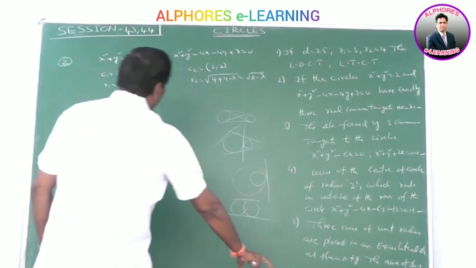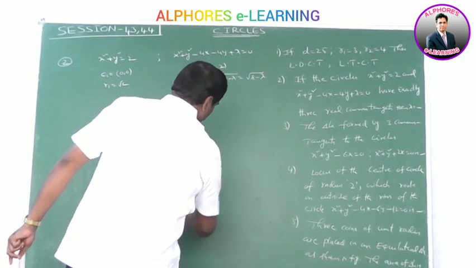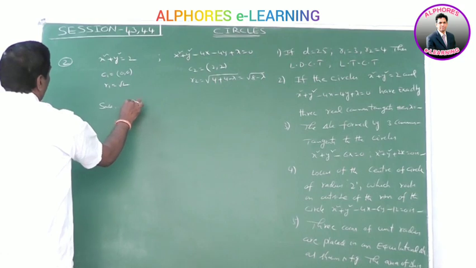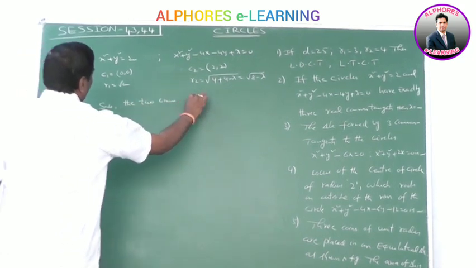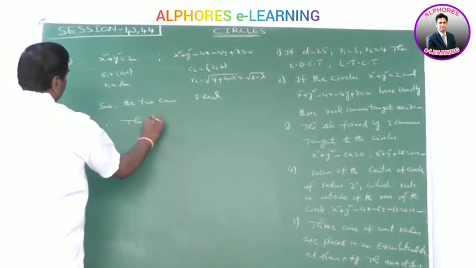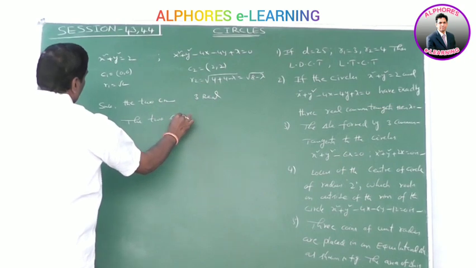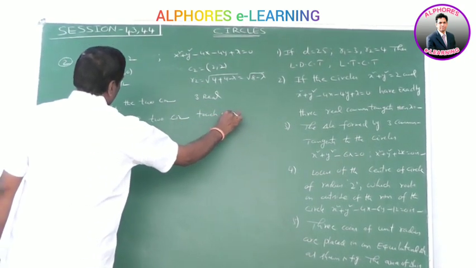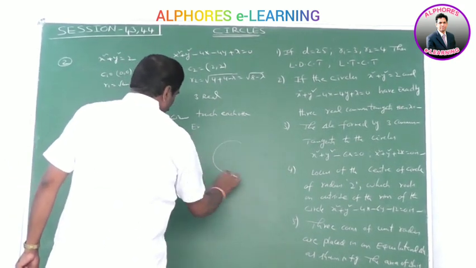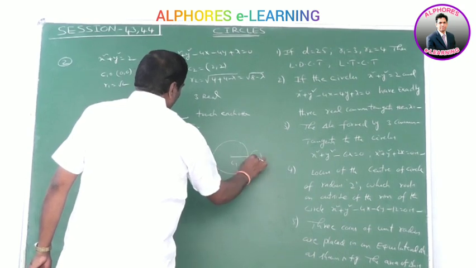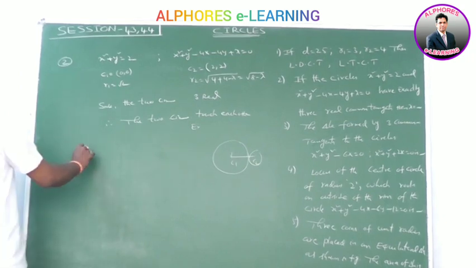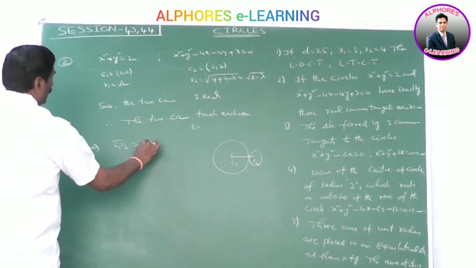Please note that point. The given circles having exactly 3 real common tangents. Therefore, the two circles touch each other externally. In this case, what is the relation between C1C2, r1 and r2? C1C2 is equal to r1 plus r2.